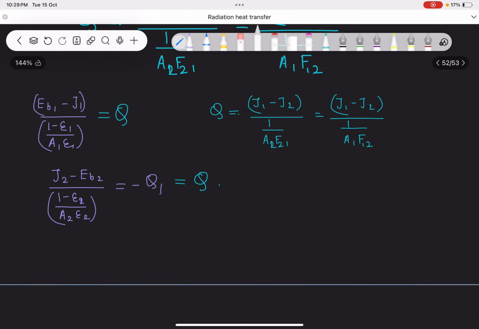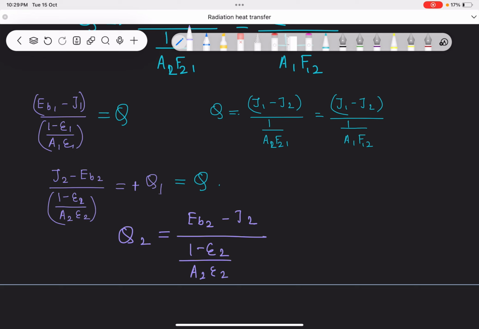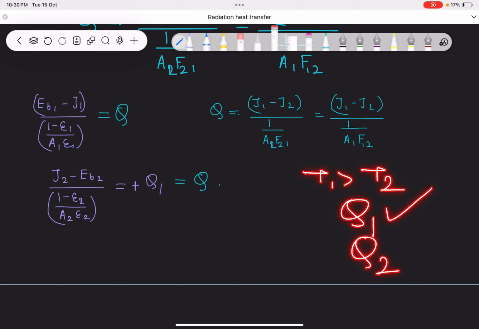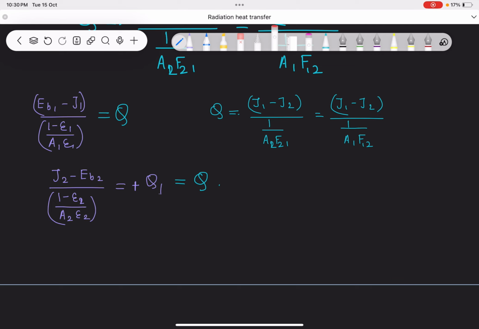Actually this is also equal to Q1, I was wrong. Q2 is equal to EB2 minus J2 by 1 minus epsilon 2. Then you are having Q2 equal to minus Q1. This is also Q1, and this is again also Q1. The moment you write J1 minus J2, this is equal to Q1. If you have to get Q2, it will be J2 minus J1. Now if you are taking this direction as positive, that means Q1 is positive, automatically if my T1 is greater than T2 then my Q1 will be positive, and if you find Q2, it will be a negative number. So that will not matter.